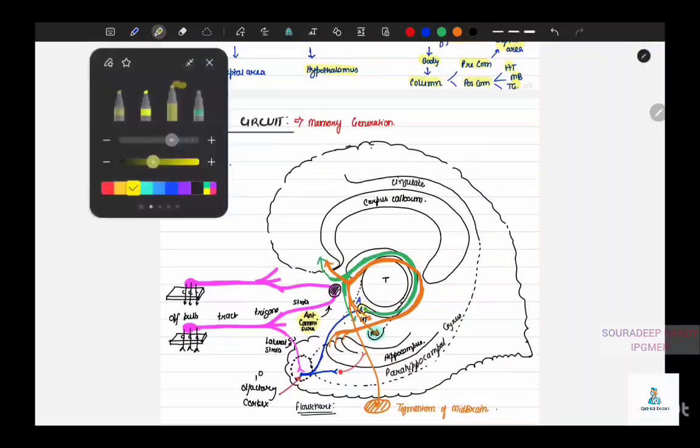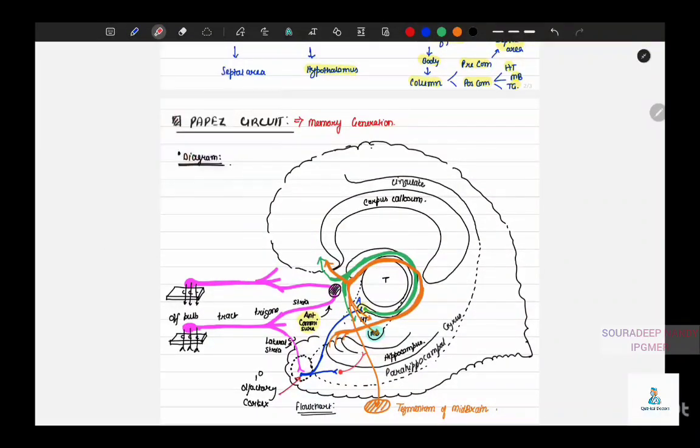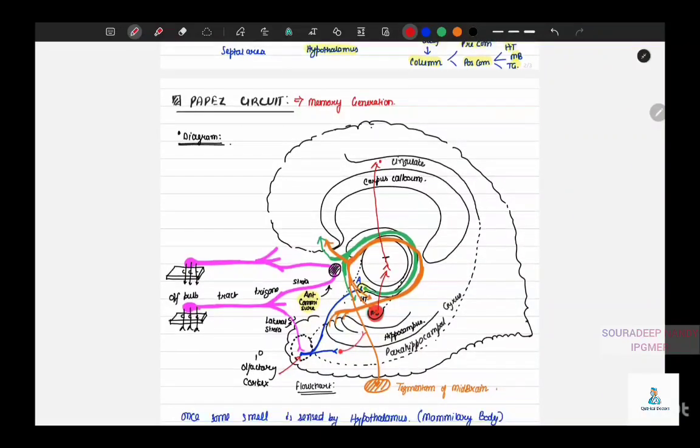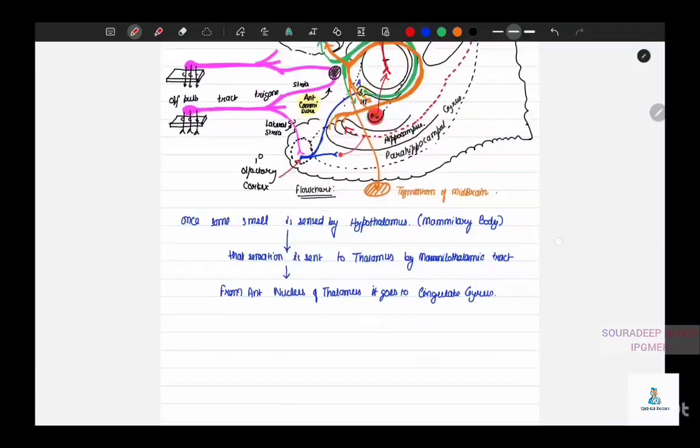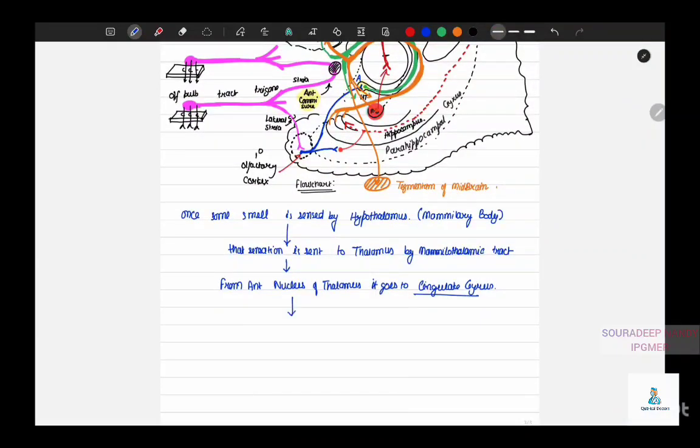So I am drawing here the pathway. So this is the mammillary body. From here, the sensation goes to the anterior nucleus of the thalamus by the mammillothalamic tract. From the anterior nucleus of the thalamus, it goes to the cingulate gyrus. From the cingulate gyrus, the sensation goes to the parahippocampal gyrus by a specialized long association fiber which is named the cingulum.